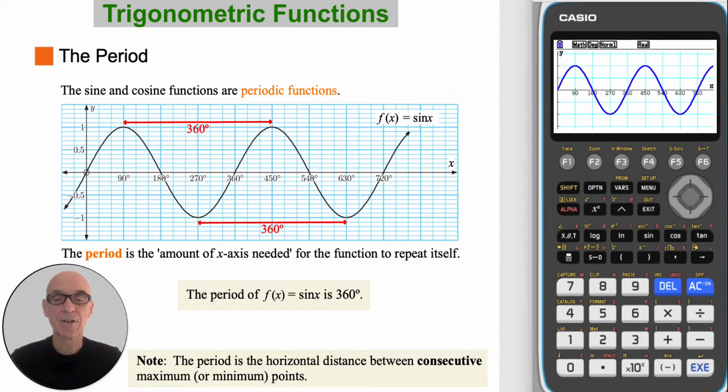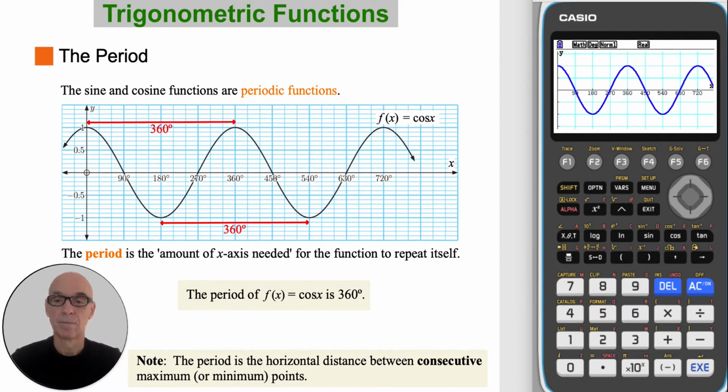The sine and cosine functions are periodic functions, so they repeat themselves over a certain interval. The period is the amount of x-axis needed for the function to repeat itself. The period of sin x is 360 degrees. Note that the period is the horizontal distance between consecutive maximum or minimum points. The period of cos x is also 360 degrees.